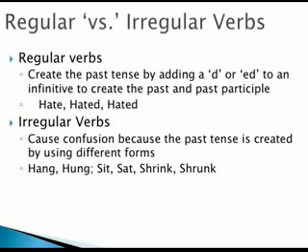Regular verbs are verbs that add a D or an ED to the end of the word for the past tense. We use the past tense to talk about things that happened before, like yesterday. For example, I painted my room last Tuesday. Painted is the past tense of paint. Okay, that makes sense. So how are irregular verbs different?